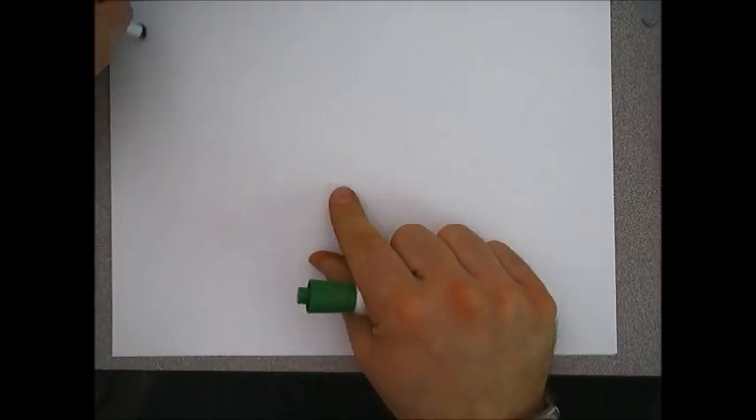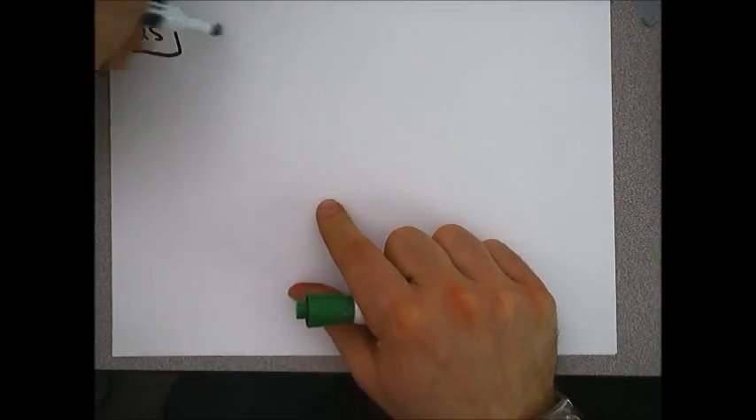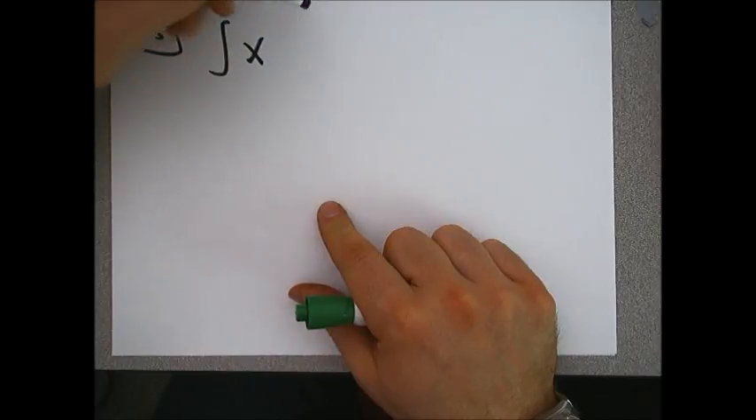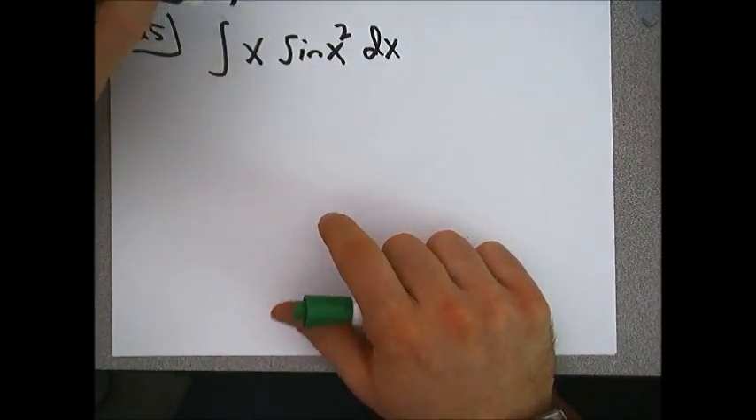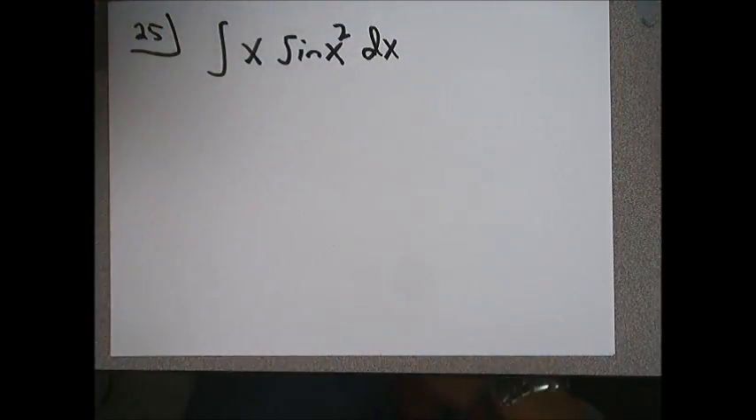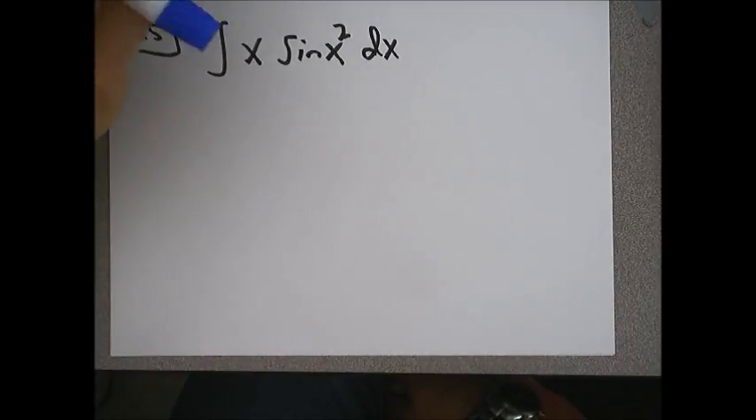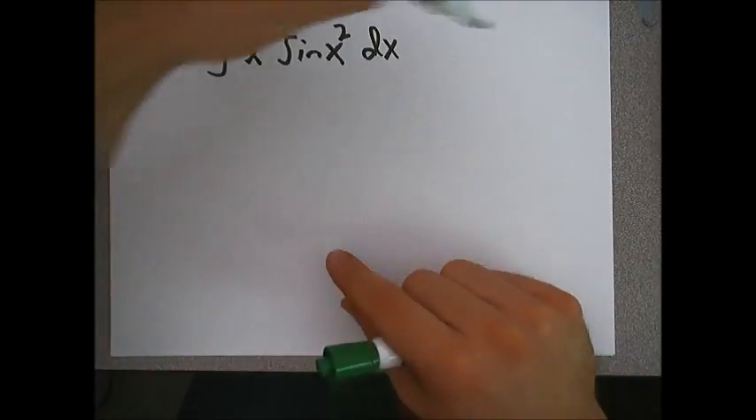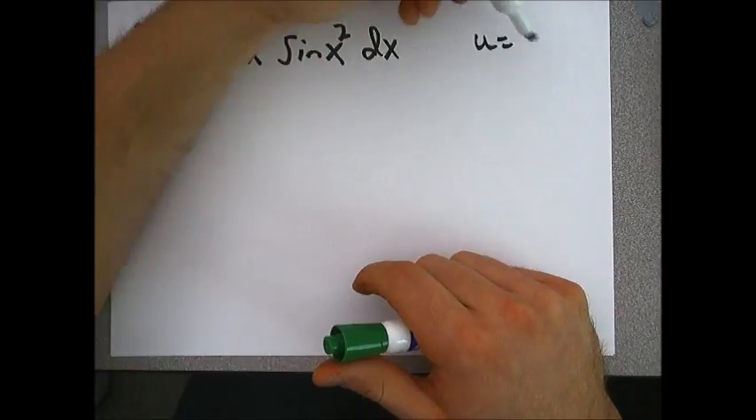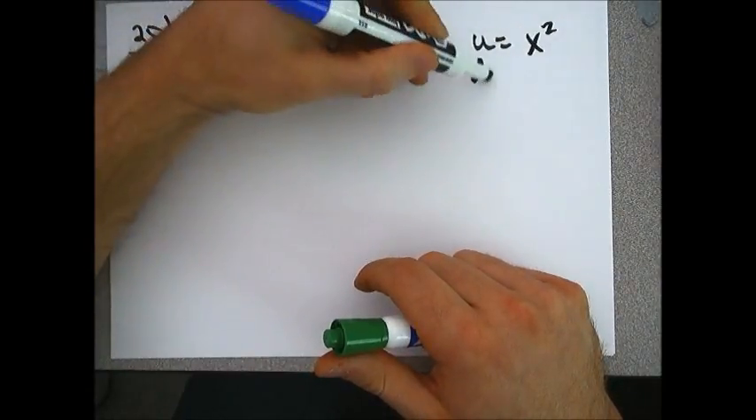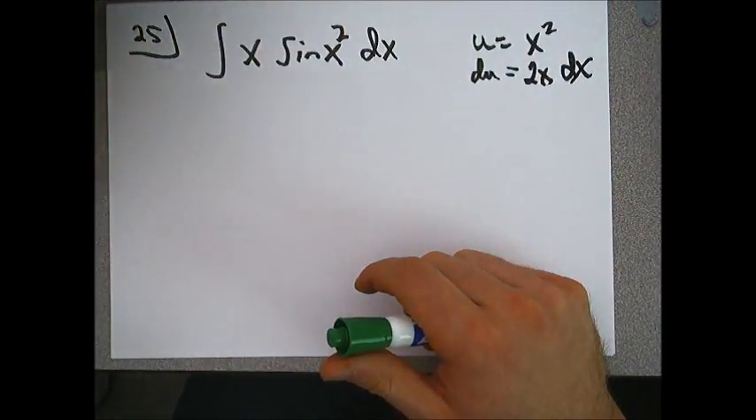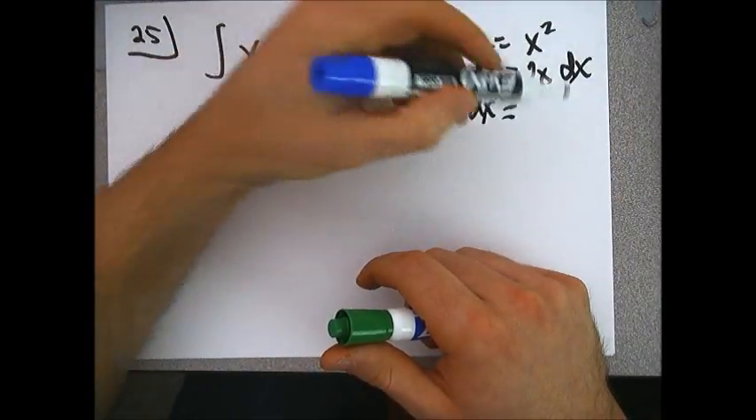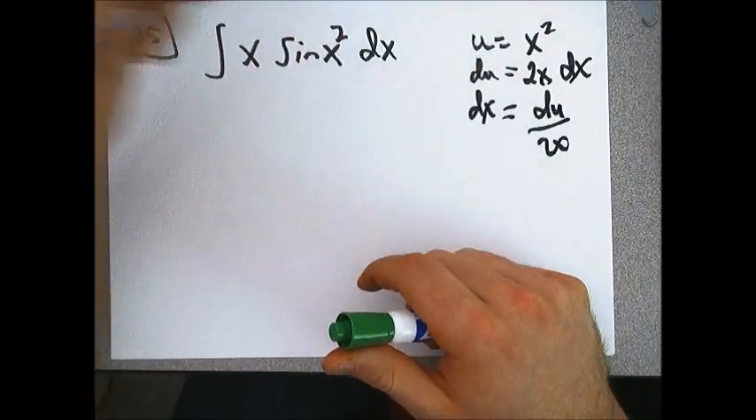25. The integral of x sine x squared dx. Notice there's no bounds. You know it's going to end in plus c. So what do we do to integrate this? Pick a u. What are we picking? All right, so I'm going to say let u be equal to x squared. Makes du equal to 2x dx. Means dx is equal to du over 2x.